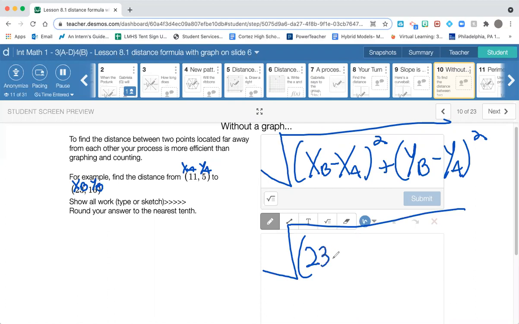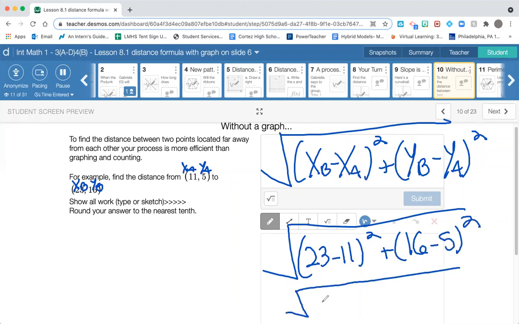So this would be 23 minus 11 being squared. You're adding on 16 minus 5 being squared. This is really just what? 12 squared plus 11 squared. You can let your calculator do the rest here, but that's your distance. So lo and behold, I didn't even need to graph this out. I didn't need to make a right triangle. I just labeled the points XA, YA, XB, YB, and went to town.